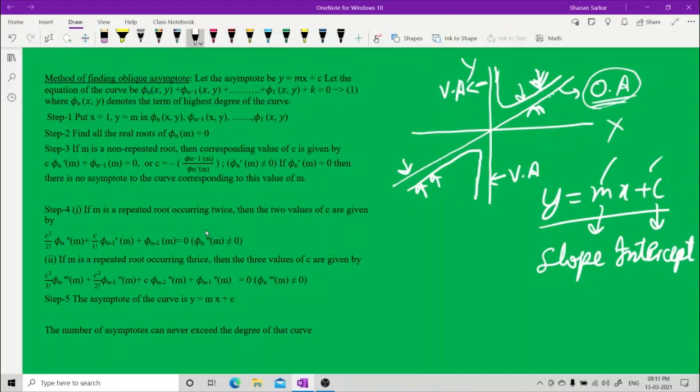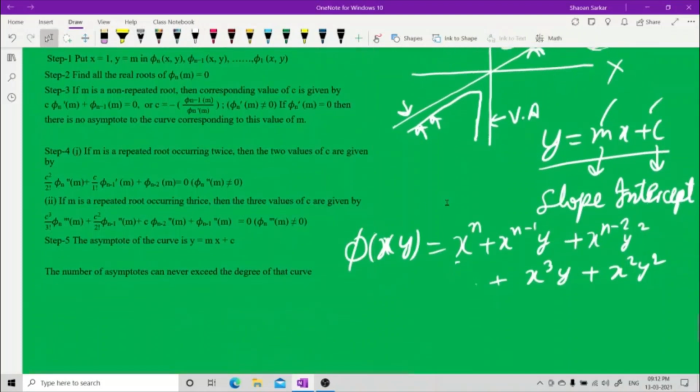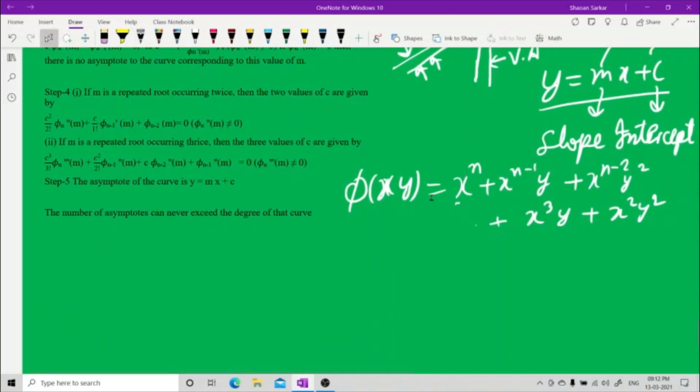Now for any equation of the form x and y, this is an implicit equation, implicit function basically. You will have x to the power of n, then x to the power of n minus 1 y, then you may have x to the power of n minus 2 y square. Let me take something like x cube y plus x square y square. The equation is given like this. I'll do it with an example, it will be more clear with an example.